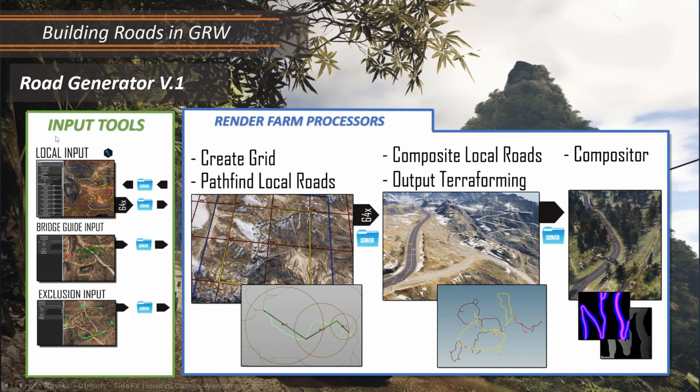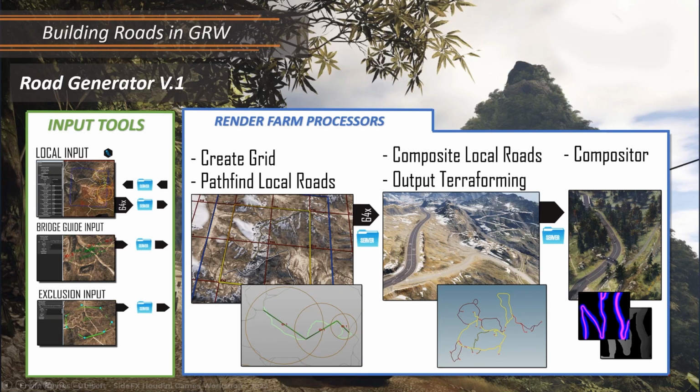So on the left, we have the input tools. Then we had the grid and the connections and how they would pathfind across the world. This would then be combined together into a larger network of roads for the entire world. We would run the terraformer through that for every tile, and that would then be run through the compositor to be stamped into the terrain.